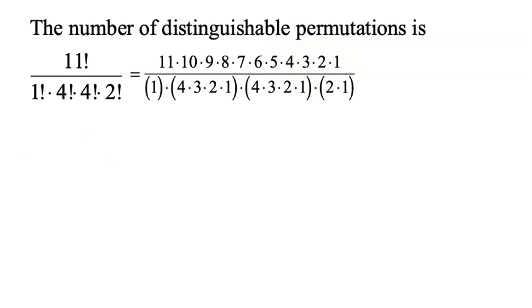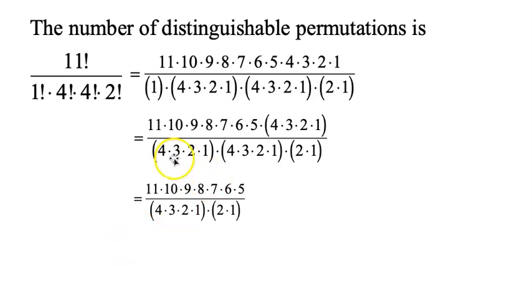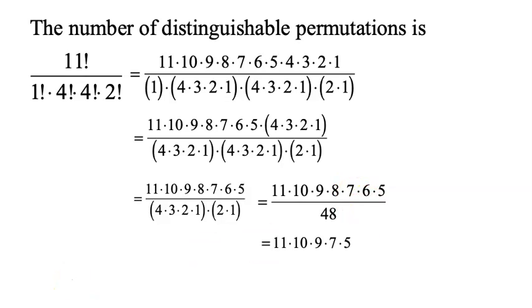Well, you can see the 4, 3, 2, 1s are going to divide out quickly. So I'm going to put those in parentheses and divide those out. So the 4, 3, 2, 1s will go away. So upstairs I just have 11, 10, 9, 8, 7, 6, 5. Downstairs this 4, 3, 2, 1 and that 2, 1. 4, 3, 2, 12 times 2 is 24, times 2 is 48. So downstairs I have 48. But what is 48? 48 is 6 times 8, so I can divide out that 6 and the 8. That'll leave me with 11, 10, 9, 7, and 5. And what does that give me? 34,650.